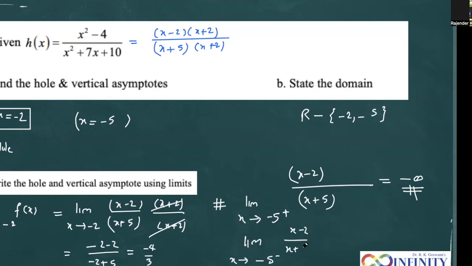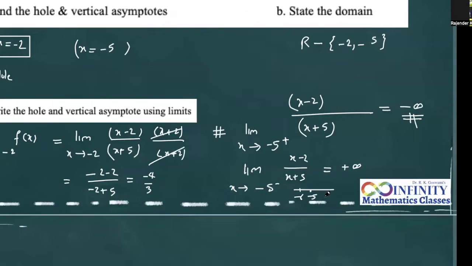The expression is the same. Now I will ask you, choose a point that is on the left of negative 5. In this case, you should choose negative 6. The sign is positive, so I will be having positive infinity. So x equals minus 5 is going to be a vertical asymptote for you. Okay, and how to check the sign, I told you. Any doubt?